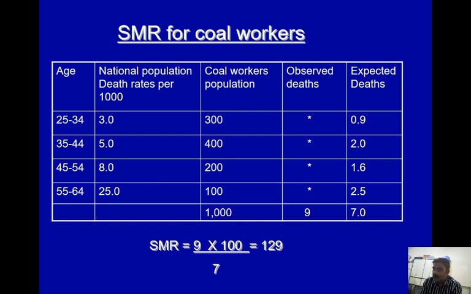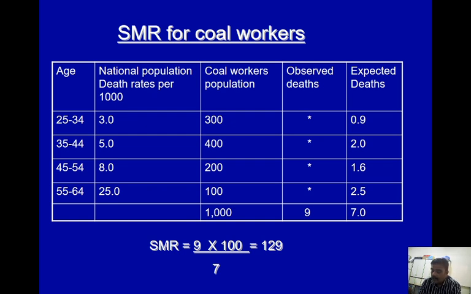So they have taken 1,000. The observed deaths among coal workers, as per the records, is totally 9. Whereas for expected deaths, you multiply the coal workers population with the national death rate. So that comes to 7. See, 300 multiplied by 0.03, 400 multiplied by 0.05, 200 multiplied by 0.08, 100 multiplied by 0.25. So the total expected deaths is 7. Now you divide the observed, that is 9, by 7.